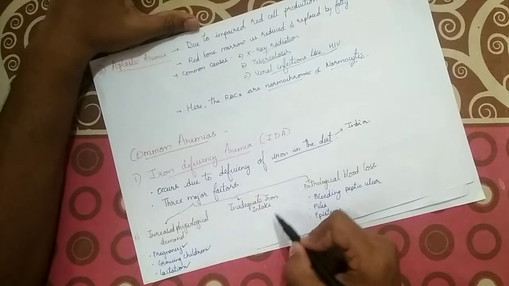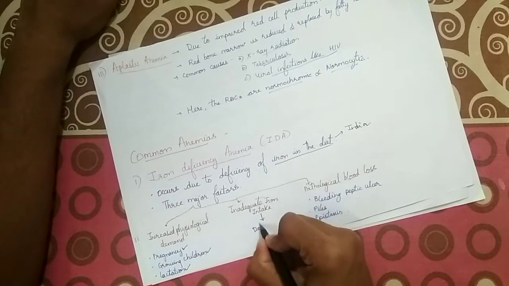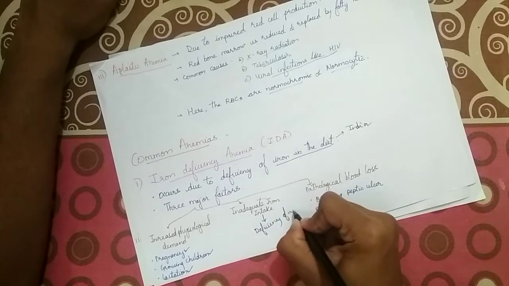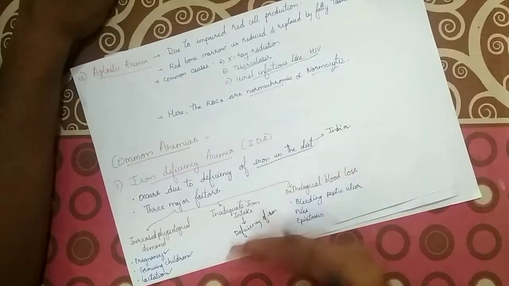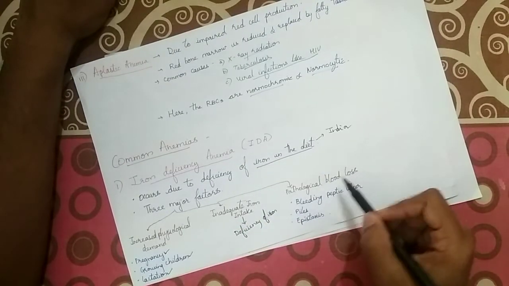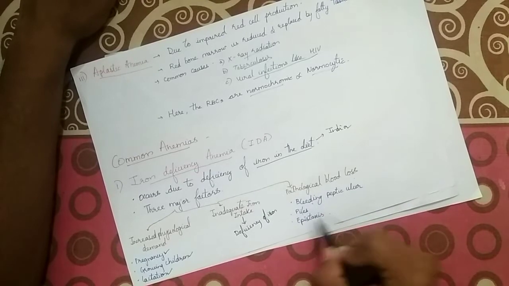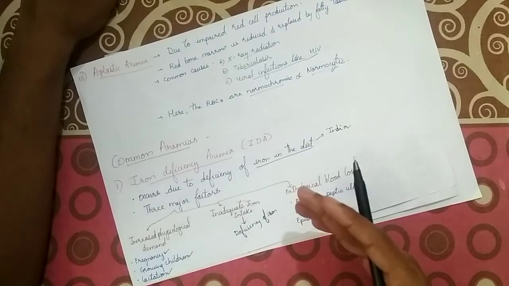In the case of inadequate iron intake, it occurs due to the deficiency of iron in the diet, which occurs in the developing countries like India. In pathological blood loss, it occurs due to bleeding peptic ulcer, piles, and epistaxis, in which the blood is lost and iron is also lost.